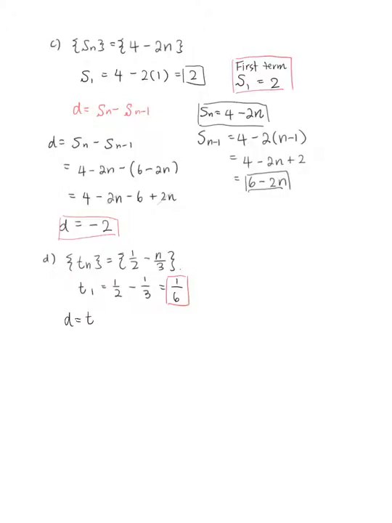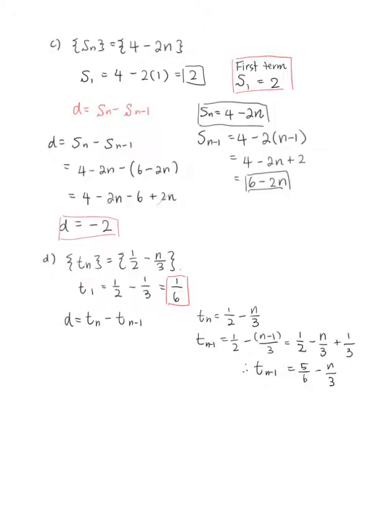So d formula is t sub n minus t sub n minus 1. So our t sub n is defined as 1/2 minus n/3. And t sub n minus 1 then, it's going to be 1/2 minus n minus 1 whole thing over 3. Let's just simplify a little bit. So this is 1/2 minus n/3. Remember, you're going to have to distribute the negative sign, and then plus 1/3. So it looks like our t sub n minus 1 is going to be, what is that? 5/6 minus n over 3.